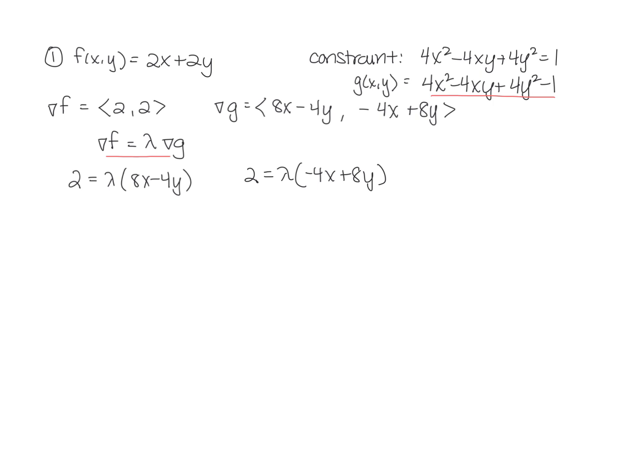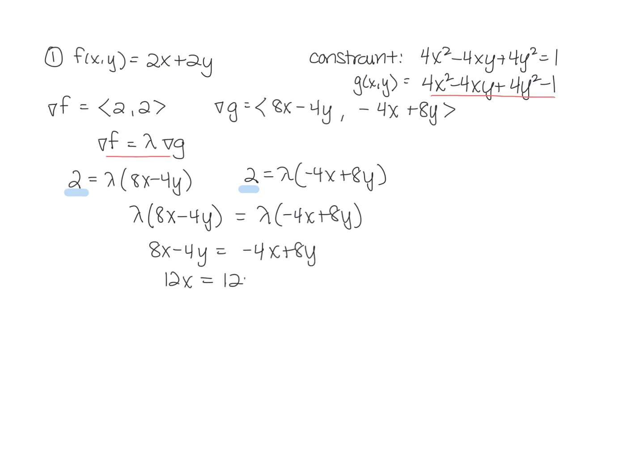Now I notice that both of these are equivalent to 2. So I'm just going to rewrite this to say lambda times 8x minus 4y has to be equal to lambda times negative 4x plus 8y. And then I have a lambda on both sides, so that lambda goes away. Lambda will be the same regardless. So I get 8x minus 4y equals negative 4x plus 8y. Solving this, I get 12x equals 12y, which means x has to equal y.